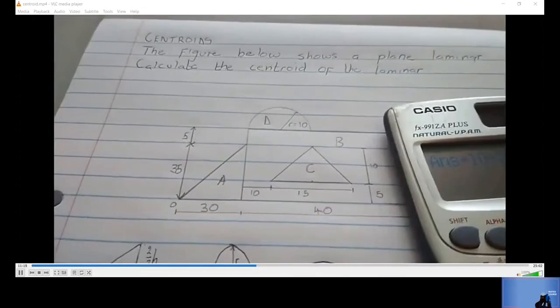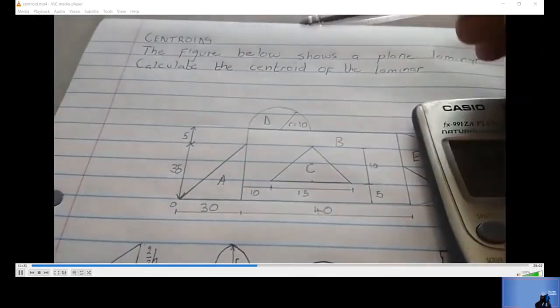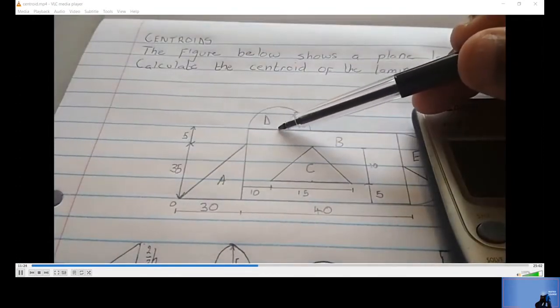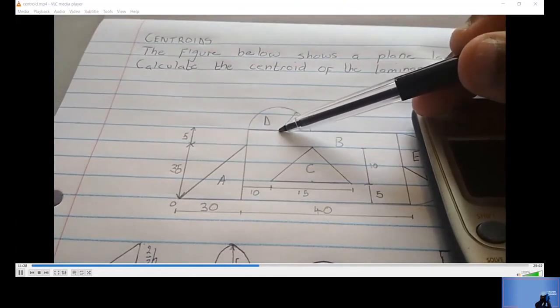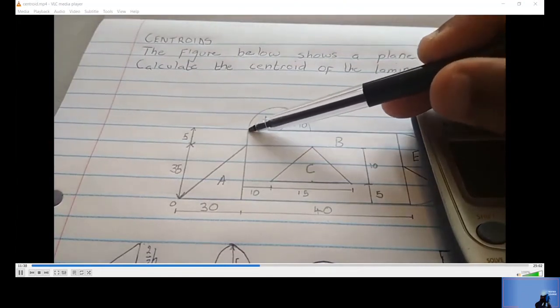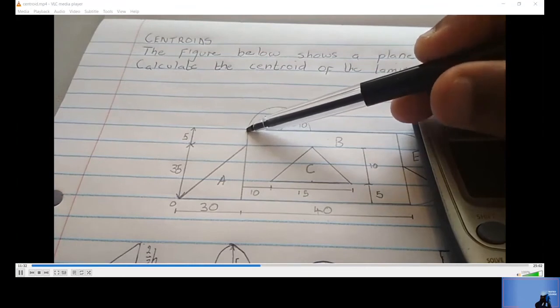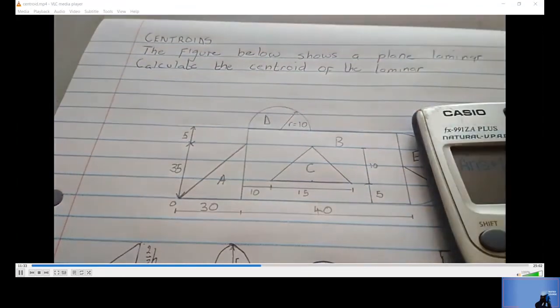Okay, now C, we're moving to D. D, the centroid of D is just a radius of 10, so it's somewhere, it's there. So it's 10 plus, to take us back to the datum, 30. That's 40, which gives us 40. Write the 40 there.